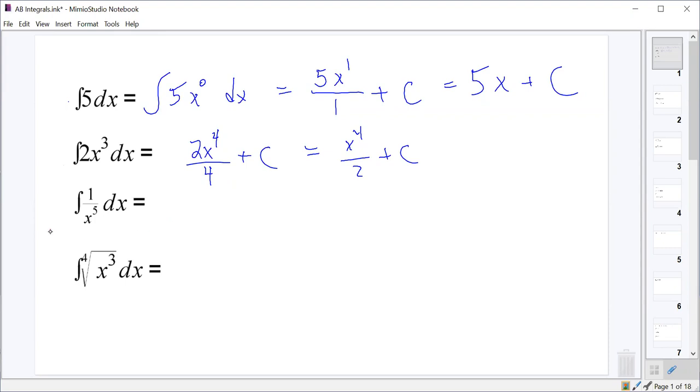All right. What about this one? This one we could rewrite as an integral of x to the negative 5 dx, right? That's what that is.